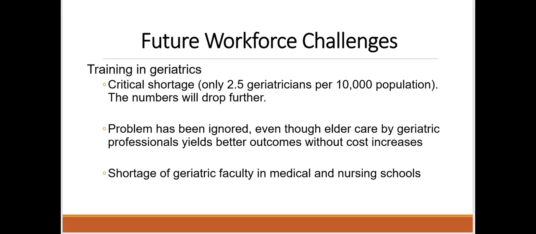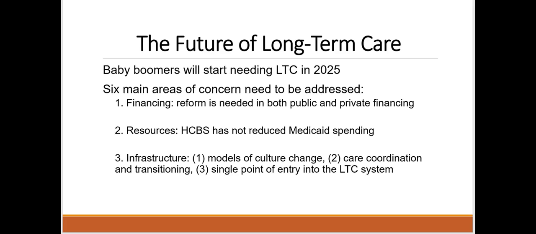All right, so the last topic I'm going to touch on are the 6 main areas of concern that need to be addressed regarding the future of long-term care. So baby boomers will start needing long-term care in 2025. Now, regarding the 6 main areas of concern, first, regarding financing, private long-term care insurance will be critical to relieve public burden. Competing policies need to be comparable, and premium costs need to become more affordable.